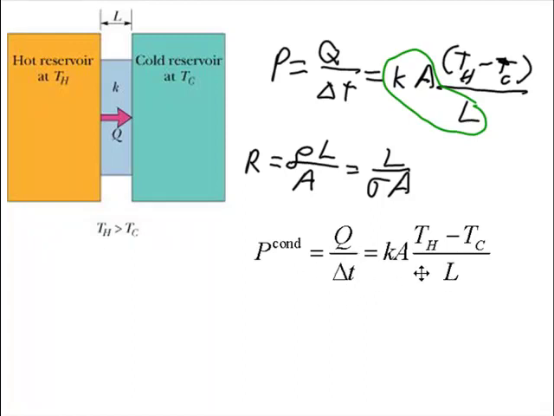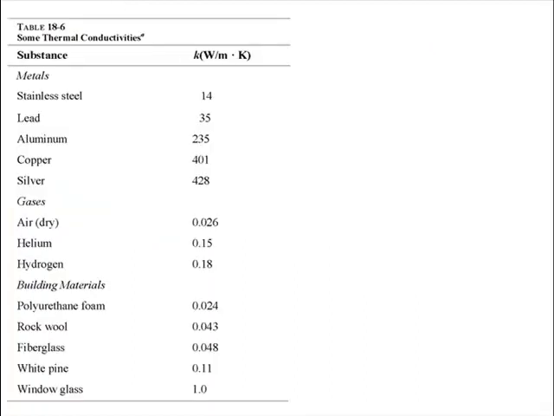I'm not going to do too much in the way of examples. Here we have a series of thermal conductivities for various different materials. Metals tend to be, no, moderately high, I'm sorry. Steel, not great. Lead, not great. But aluminum, copper, silver, they conduct really well.